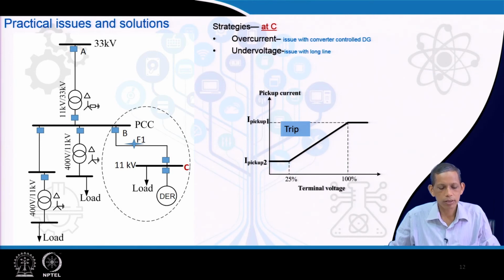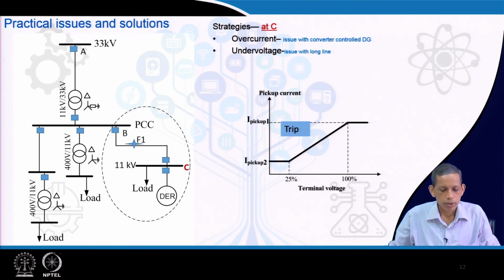Now, there are multiple options here. One is the overcurrent relay, but we know that the DER will not be able to pass on a large amount of current. So, the overcurrent relay is under scrutiny, along with the relay associated with this breaker.